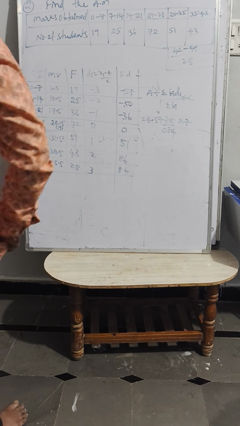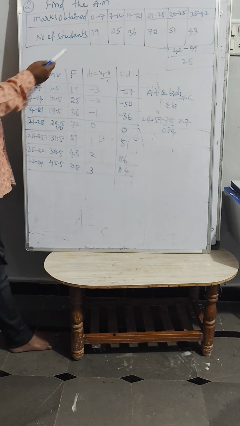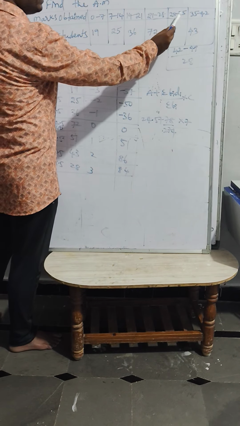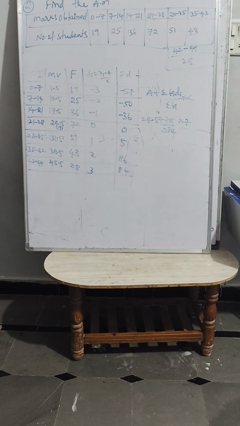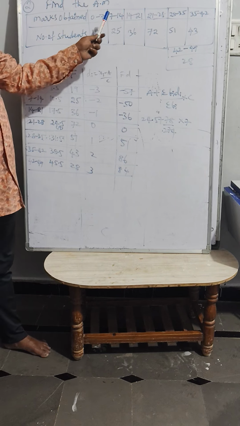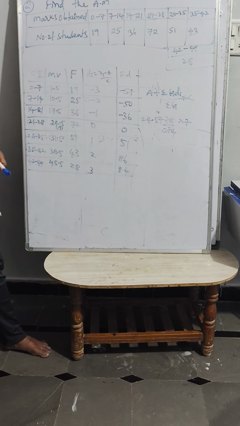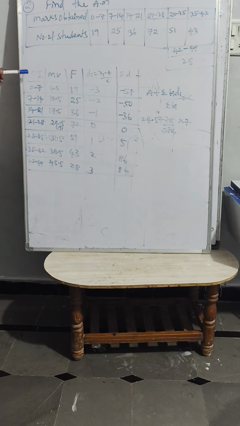See children, find the arithmetic mean. Marks obtained: 0 to 7, 7 to 14, 14 to 21, 21 to 28, 28 to 35, 35 to 42, 42 to 49. These range class intervals mean 0 to 7 is where 19 members came, 7 to 14, 25 members came, 14 to 21, 36 members came, 21 to 28, 72 members came, like that. See, class interval is given, then frequency means number of students are given.